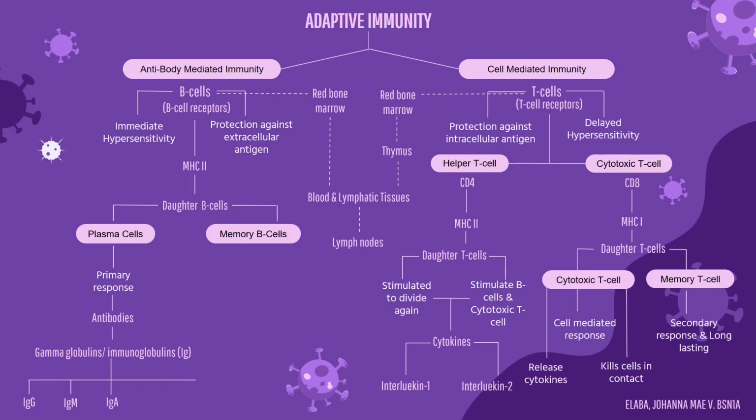Third one is the IgA. It's secreted into mucus, tears, saliva, and colostrum. The fourth one is the IgE. It is the antibody of allergy and antiparasitic activity. The last one is the IgD. It is the B cell receptor. Now for the memory B cells, it is the secondary response, and it produces new memory B cells.